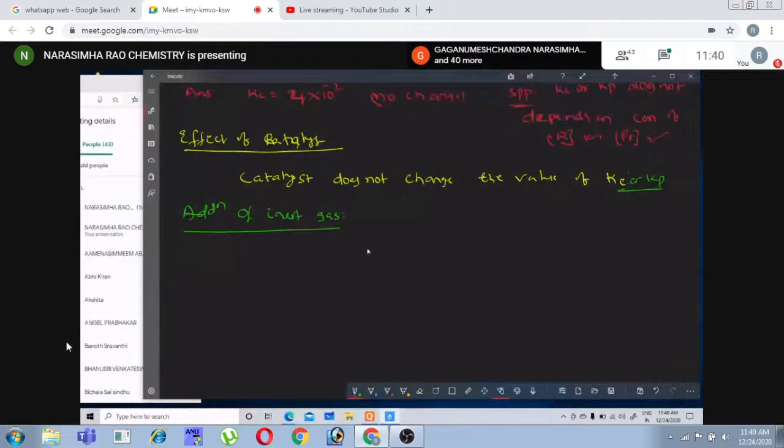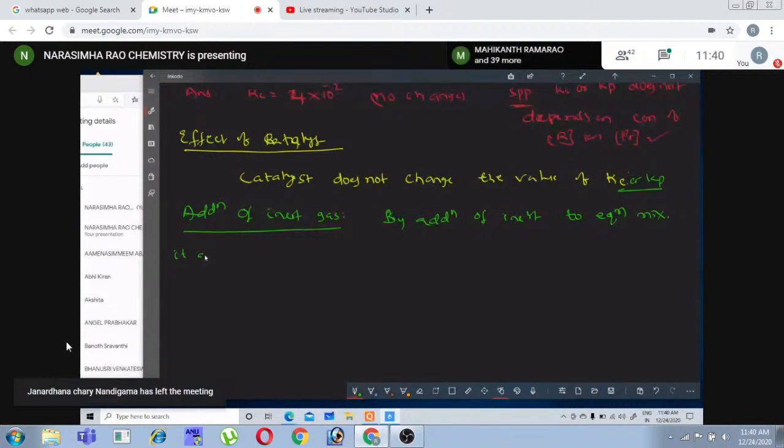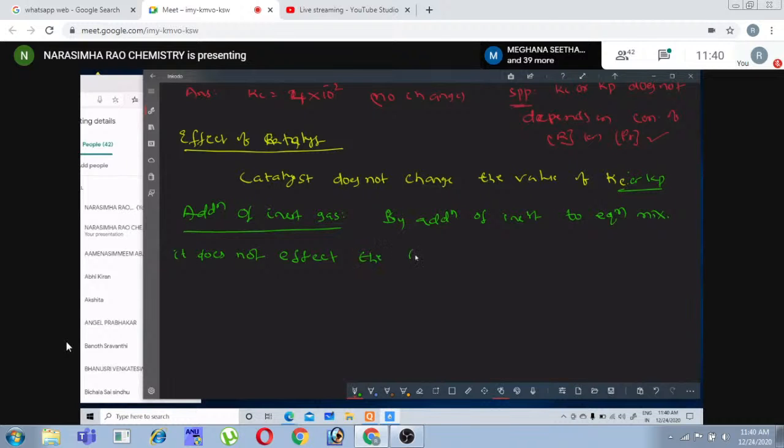Right. By addition of inert gas to the equilibrium mixture, it does not affect the Kc or Kp.